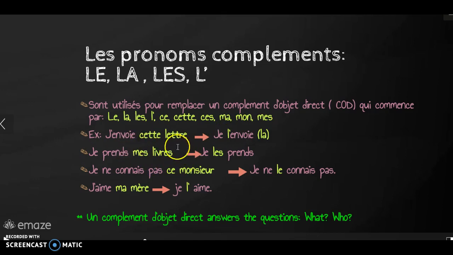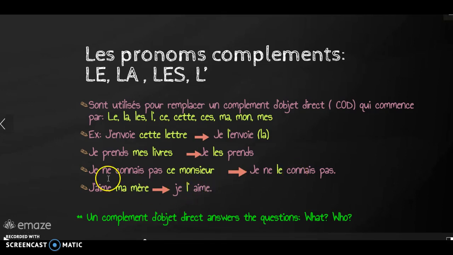Je prends mes livres, I take my books. I am going to replace mes livres, my direct object here, with les because that's pluriel. Alors, je prends mes livres, je les prends. Again, my pronoun is placed before the verb. In the next example, je ne connais pas ce monsieur. I don't know this man. Now, this is a masculine noun, so I need to replace it with le. Je ne le connais pas, and le goes before the verb again.